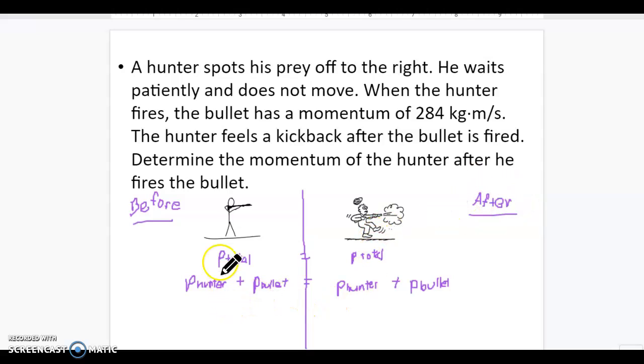Okay? So when you're reading through the problem, you have to make sure that you're keeping track of where things are. A lot of people will look at this 284 kilogram meters per second and see it's for the bullet and they'll put it on this side. But be careful, because when we say before and after, it has to be before and after something. So before he fires the bullet, after he fires the bullet. And it says when he fires, the bullet has this momentum. This momentum is for the bullet, but it's after he fires the gun. So you have to put it on that side. This 284.